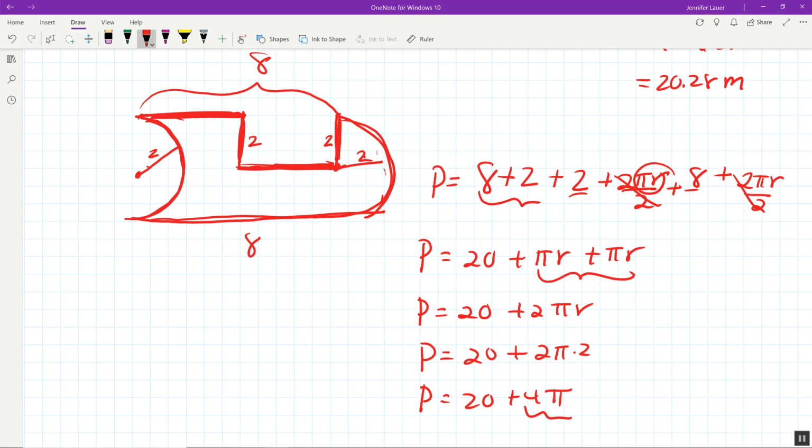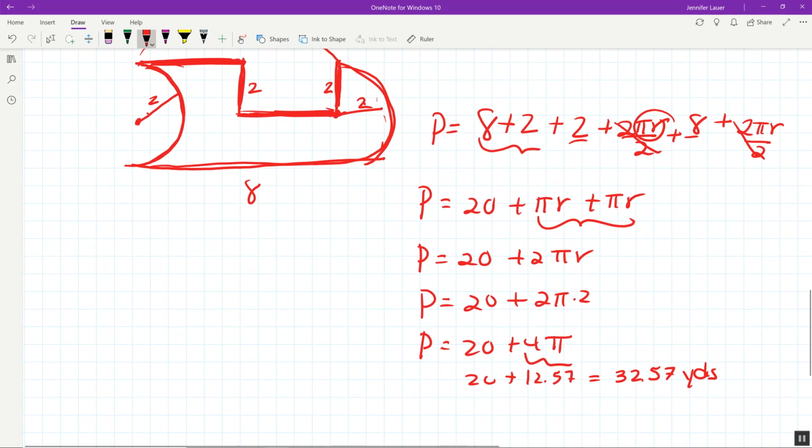So the first thing I'm going to do is grab my calculator and say 4 times pi. And that's going to give me 12.57. And then I'm just going to add 20 to it. And your answer is 32.57. And this one, the dimensions are given in yards. And again, it's just yards, one dimension. And that is it for perimeter.